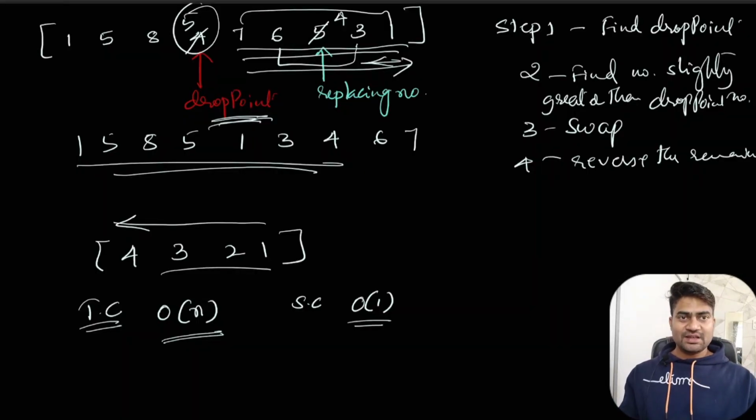So this is the most optimal way, where we solve this problem in O of n time complexity and O of 1 space complexity. That was in place.